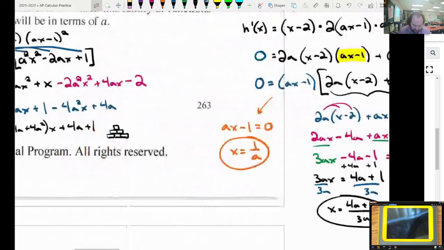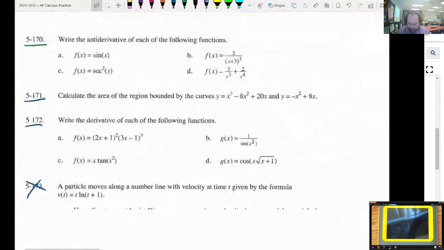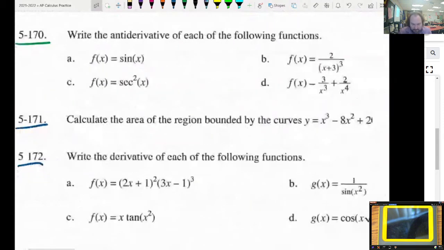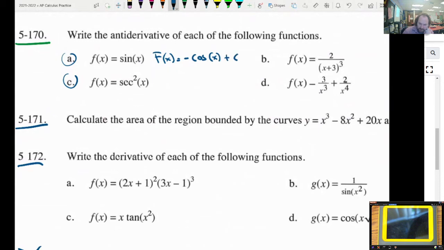Let's try 170, where we got some antiderivative questions, and a couple of these are just knowledge antiderivatives. The first two, for example, or sorry, A and C, at least. Do you know what the antiderivative of sine is? In this case, the capital F of x, the thing whose derivative is just a regular old sine, would be a negative cosine plus c. Don't forget the plus c on there too, because the derivative of cosine is negative sine, so the derivative of negative cosine would be positive sine.